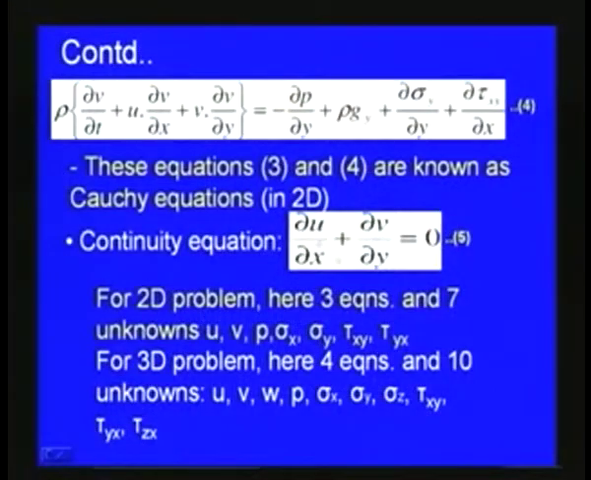So, here the unknowns: if you consider these 3 equations of motion derived using Newton's second law and the continuity equation, we will have 4 equations, and there will be 10 unknowns. These are u, v, w, the velocity components, and the pressure p, 3 normal stress components sigma x, sigma y, sigma z, and 3 shear stress components. So, 3 plus 3 plus 3 is 9, plus 1 is 10 unknowns for the general case, and here we have got 4 equations.